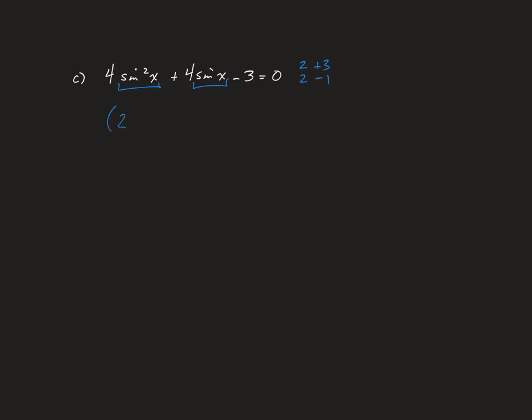If I factor that into 2 sine x plus 3 times 2 sine x minus 1, then we come in on that level. We should be good to state that sine x is going to give us negative 3/2 from the first factor, or sine x is going to give me 1/2 from the second factor. Now that we're able to solve, we're pretty good to state that this first factor is going to be inadmissible in terms of solving.